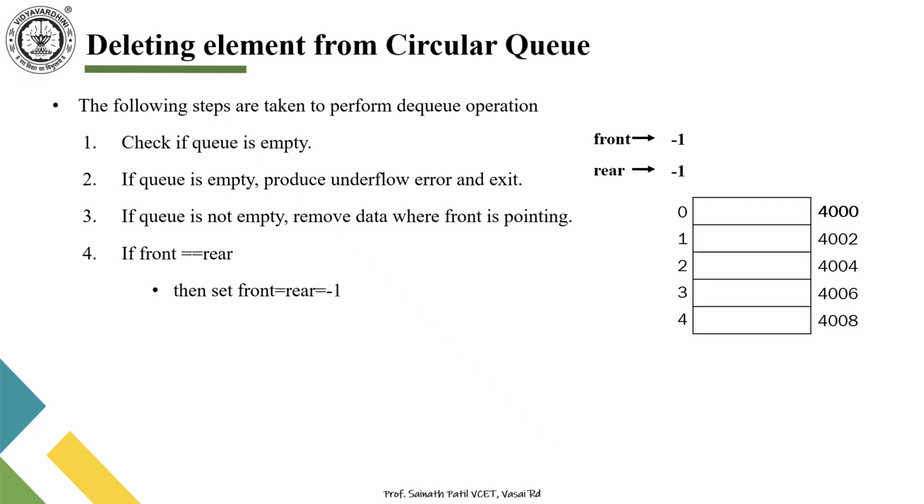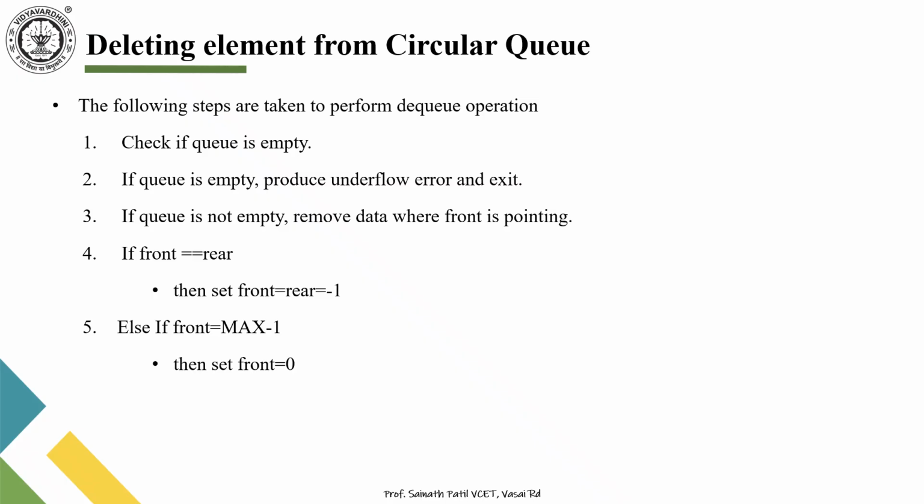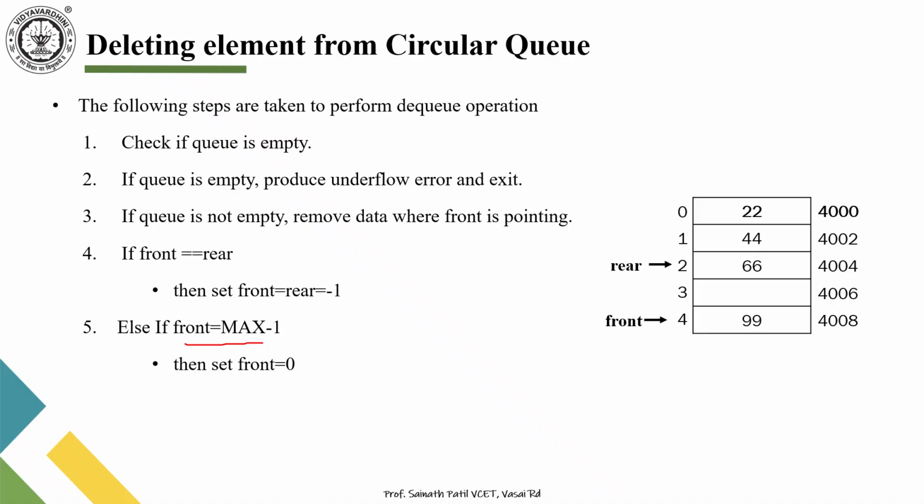That means after removal of that only element, Q is going to become empty. So we set both equal to -1. If not, another situation may be like that. Else if front is equal to max -1, that means front reaches the last element. So after removal of this element, our front should reach the first. That is why we set front equal to 0 after removal.